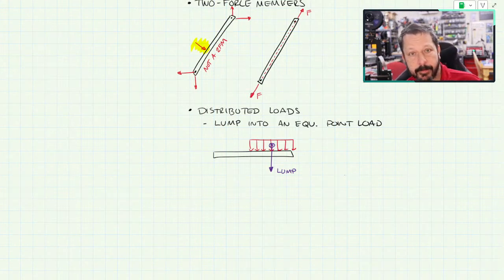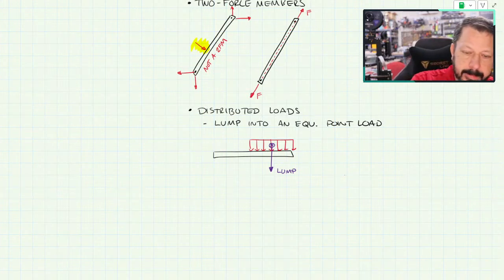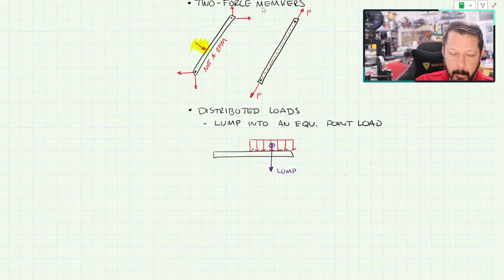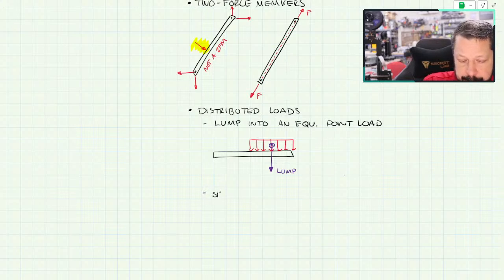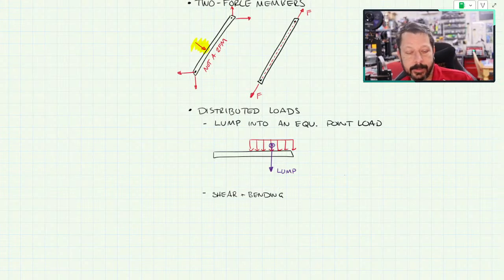You might have to do that for a whole set of loads, like you've got a whole bunch of distributed loads and you've got to find the equivalent point load, lumped load, the purple one here, for that whole set. You might have to do that. You need to be able to draw shear and bending diagrams with lumped loads and point loads and concentrated moments. I might even put this separately later on. But you need to know how to do distributed loads in a shear and bending diagram setup.